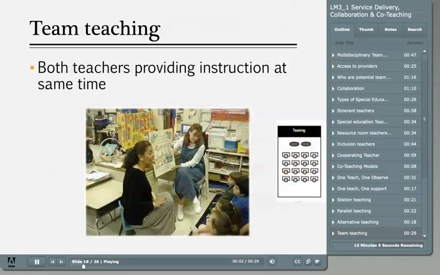6. Team teaching. In team teaching, both teachers are delivering the same instruction at the same time. Some teachers refer to this as having one brain in two different bodies. Others call it tag team teaching. Most co-teachers consider this approach the most complex, but also the most satisfying way to co-teach, but the approach that is most dependent on the teachers' styles.